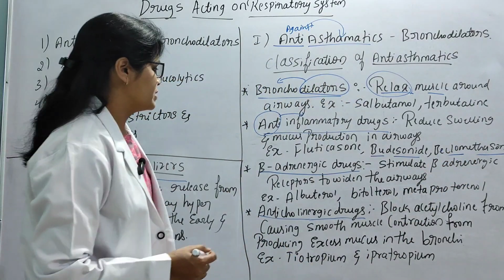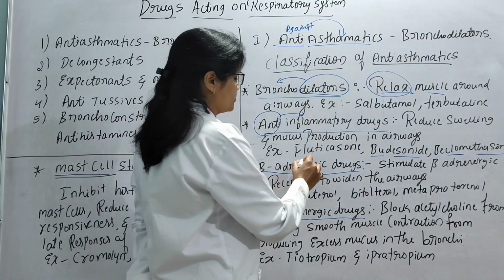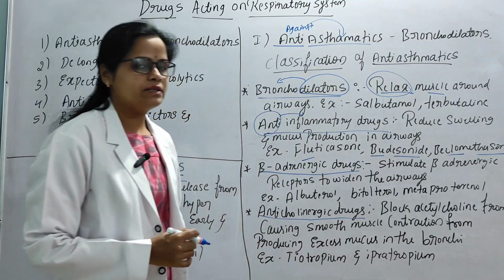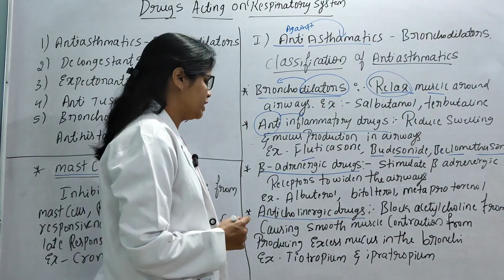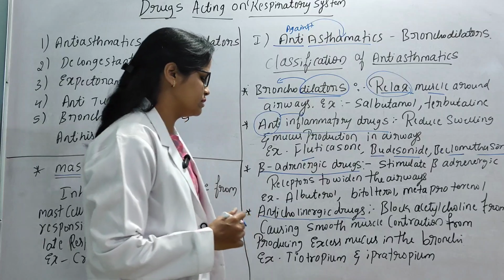Beclomethasone. And next is beta adrenergic drugs. Beta adrenergic drugs, these drugs stimulate beta adrenergic receptors to widen the airways.